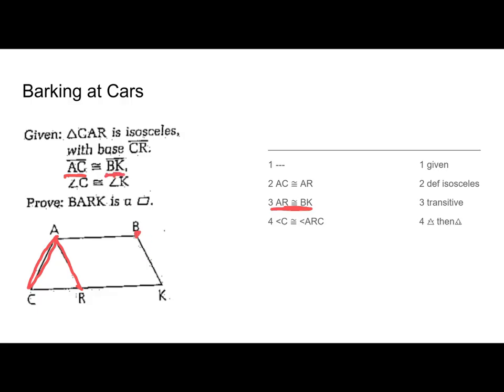If AC is congruent to BK, and you know that these ones are congruent, then you know that they're all congruent. So AR is congruent to BK because of transitive, because there's a bunch of congruencies going on here. And then same thing with angles. You know that these are congruent, and you know that these ones are congruent up here. So you can say that they're all congruent.